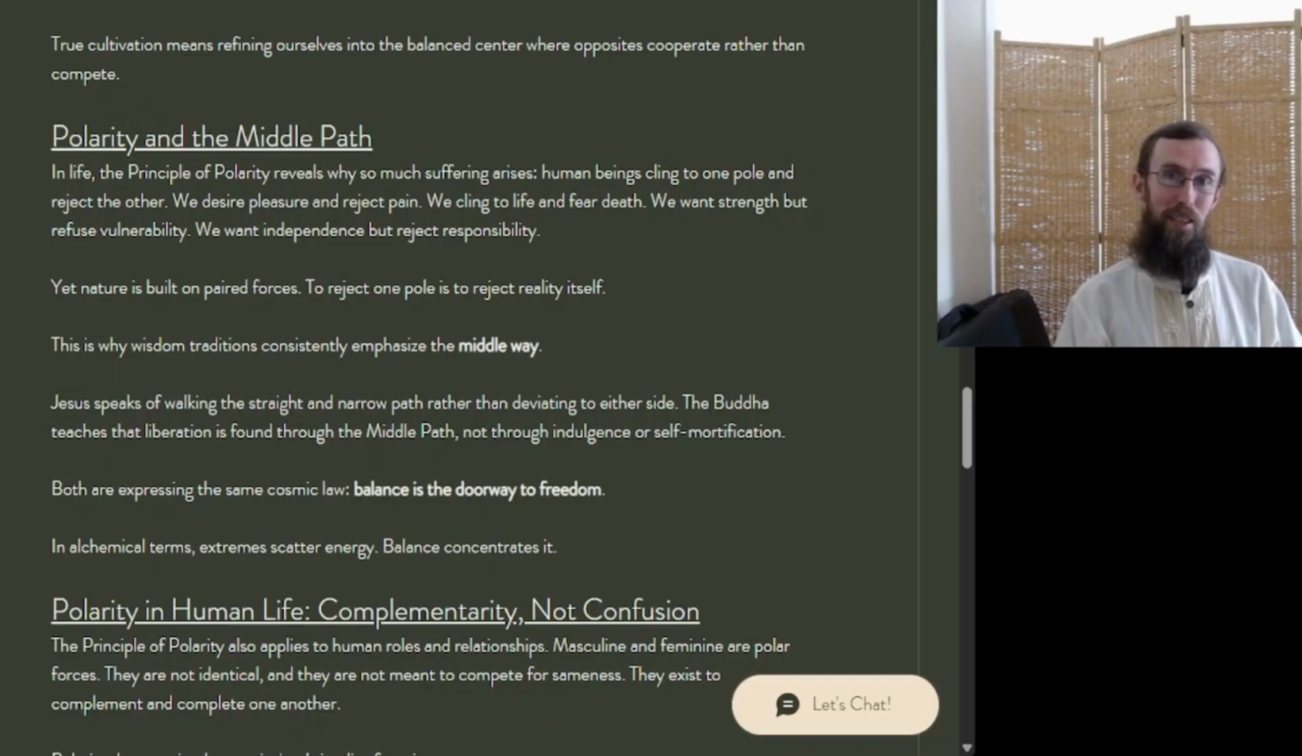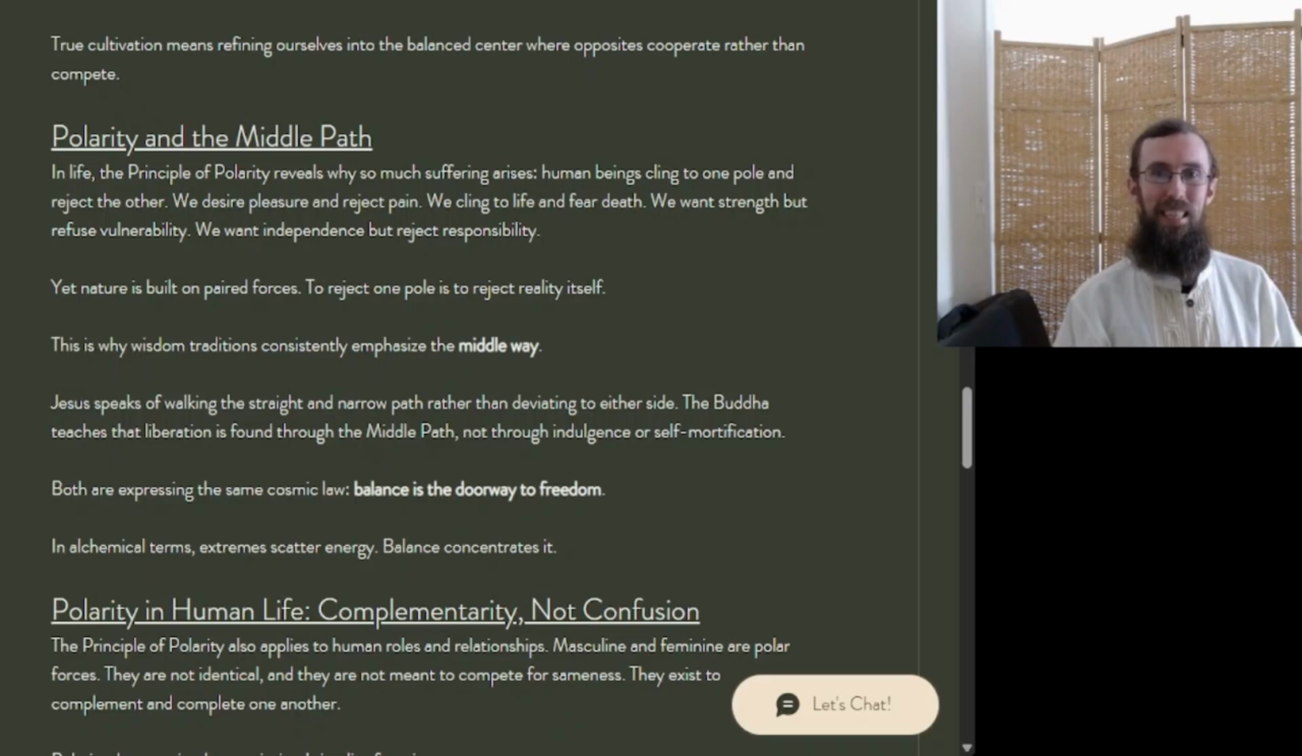And yet nature is built on paired forces. To reject one pole is to reject reality itself. You cannot have one without the other. This is why wisdom traditions consistently emphasize the middle way. Jesus speaks of walking the straight and narrow path rather than deviating to either side. The Buddha teaches that liberation is found through the middle path, not through indulgence or self-mortification.